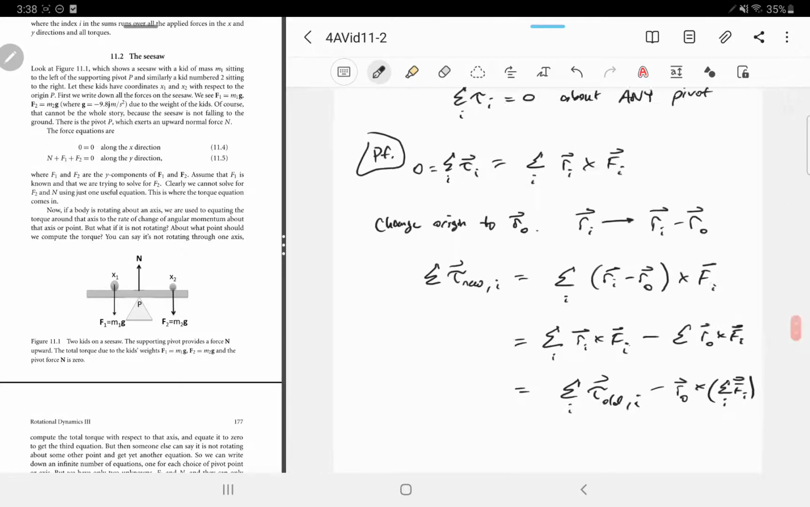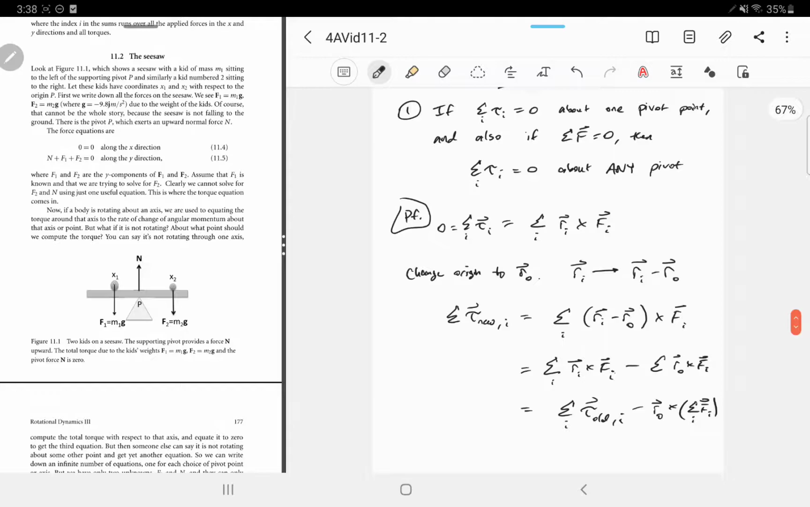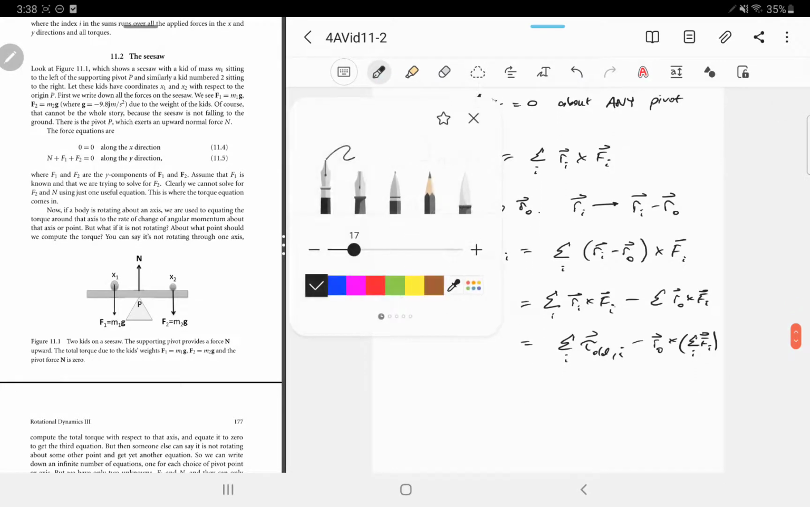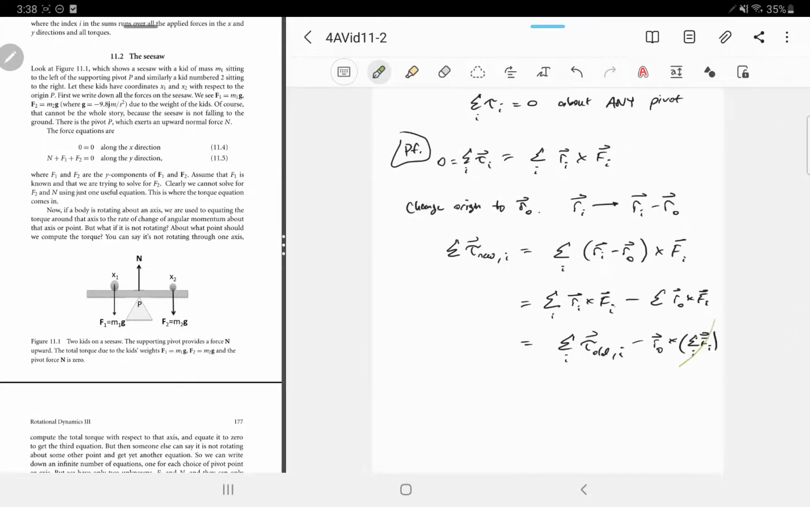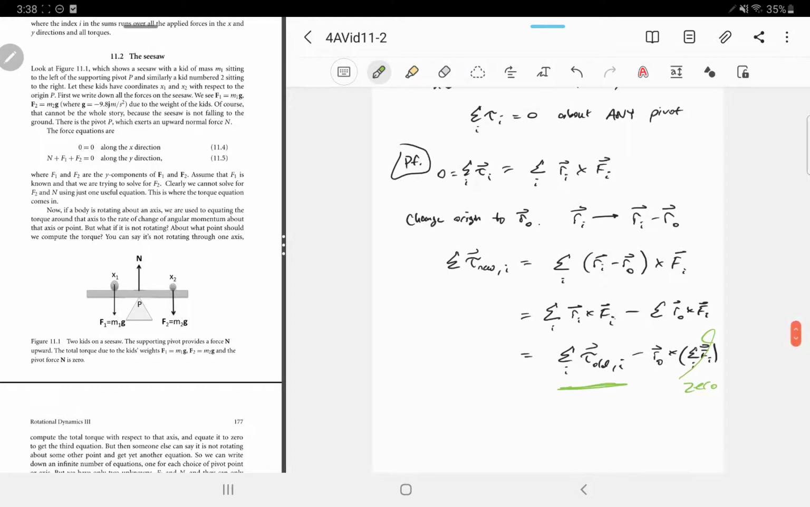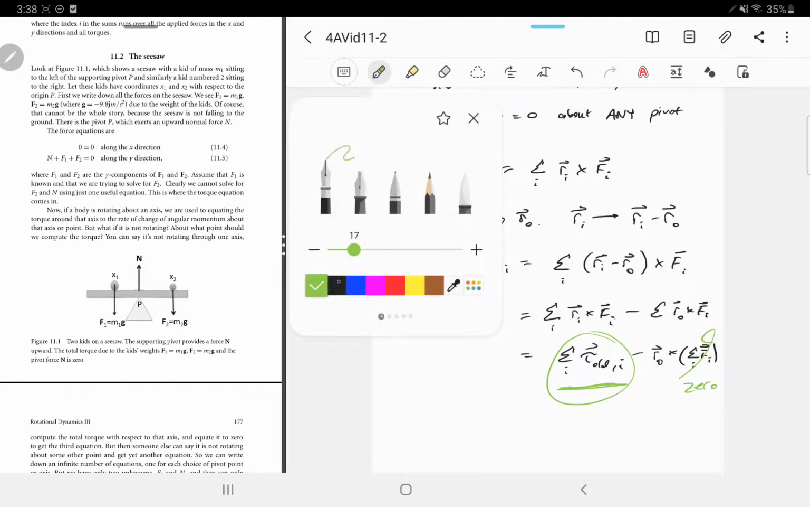And this is where we need the fact that the sum of the forces has to be 0 in order for the statement to be true. Okay, so this right here, the sum of the forces, is 0. And then this is the other condition of the problem: the sum of the torques about the old origin was 0. So this is 0.